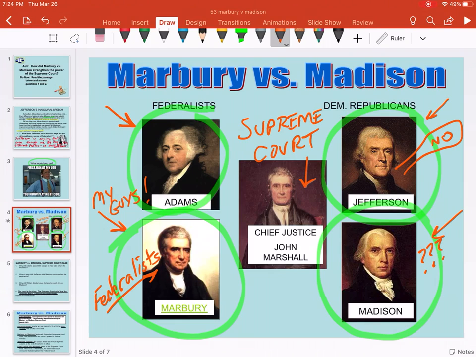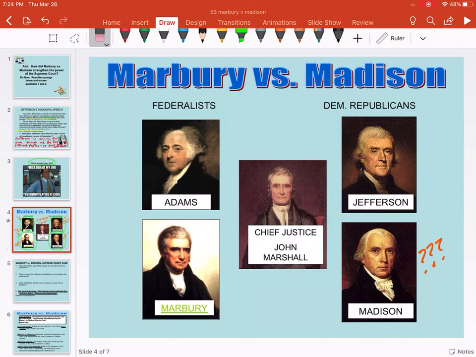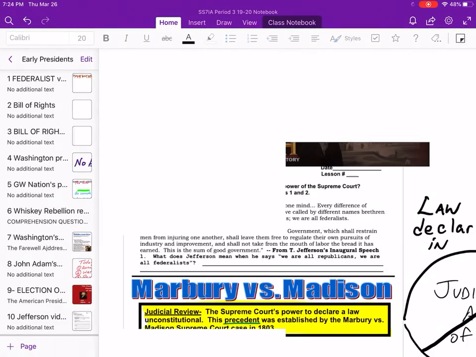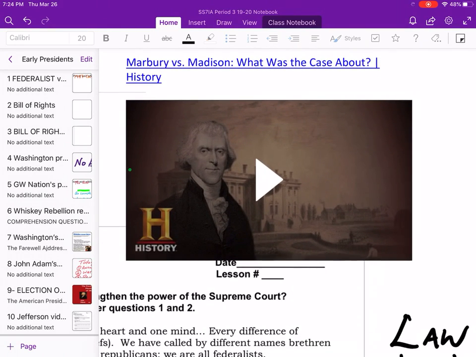This guy here, Chief Justice John Marshall, was the head of the Supreme Court. And today we're going to learn about how this Supreme Court decision really shapes the future of the Supreme Court that we know today because it gives them their superpower. So here's what I want you guys to do. I want you to go to this video, pause mine, and on your OneNote worksheet, open up this intro video, and this intro video is going to introduce you to the Marbury versus Madison case. Go ahead and play that video.